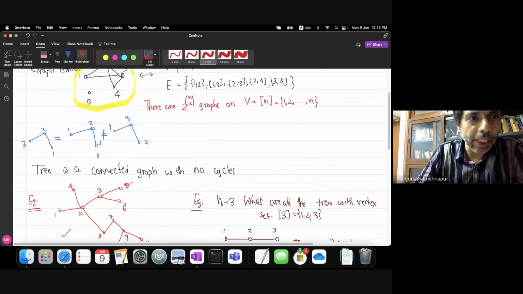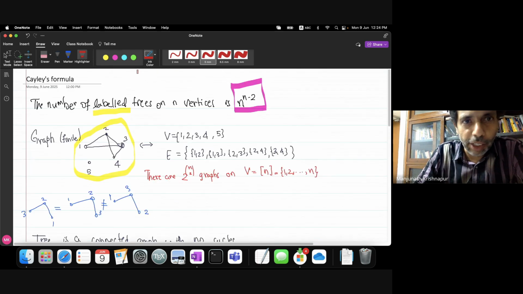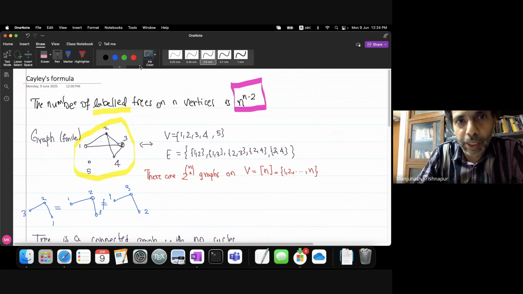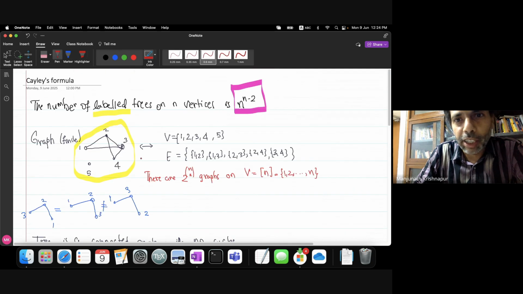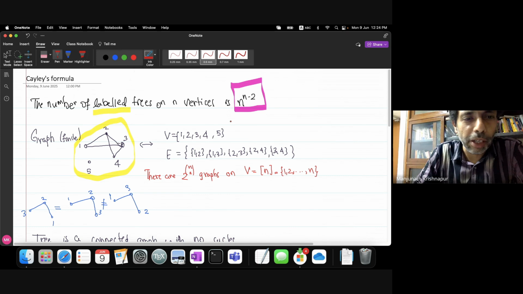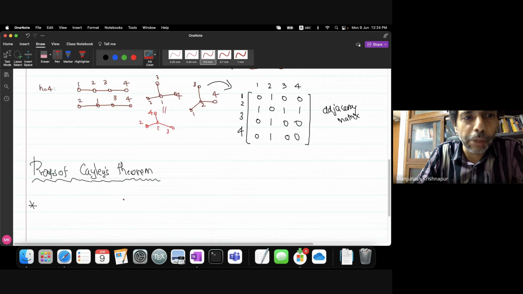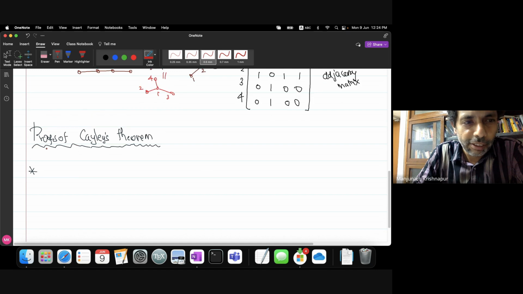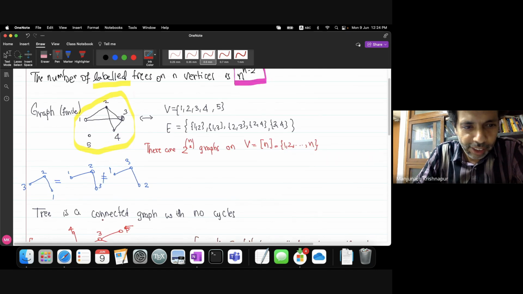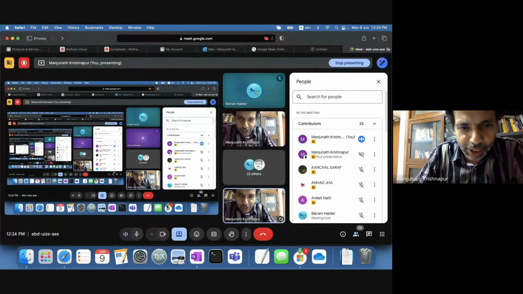So to make a bijection, can anybody say what is counted by this n to the n minus 2? What is a natural set whose number is n to the n minus 2? Then we can try to make a bijection between trees and that collection. Anyone? Since I don't know the audience, I'm just throwing a question here.